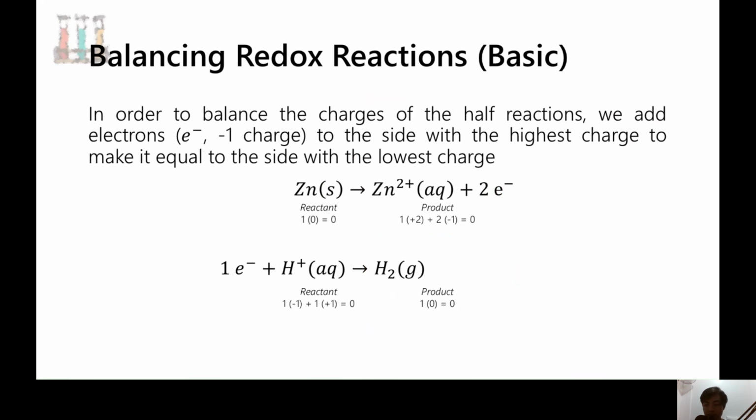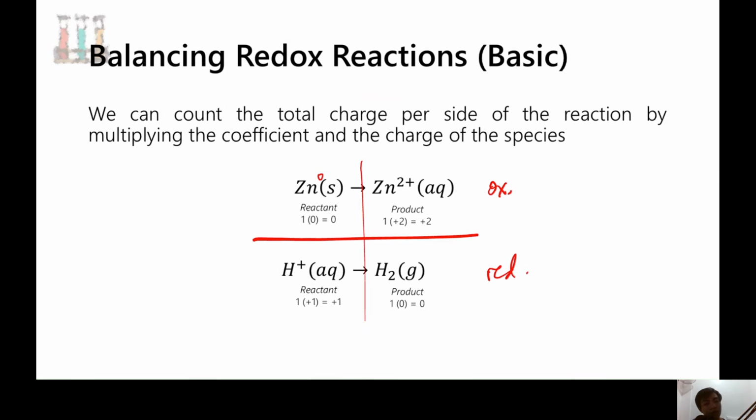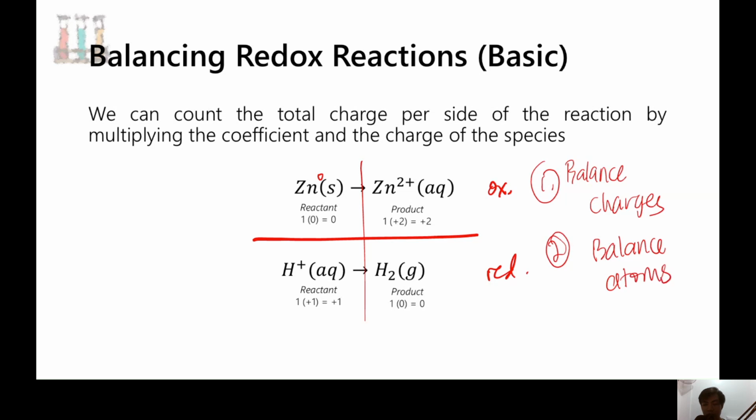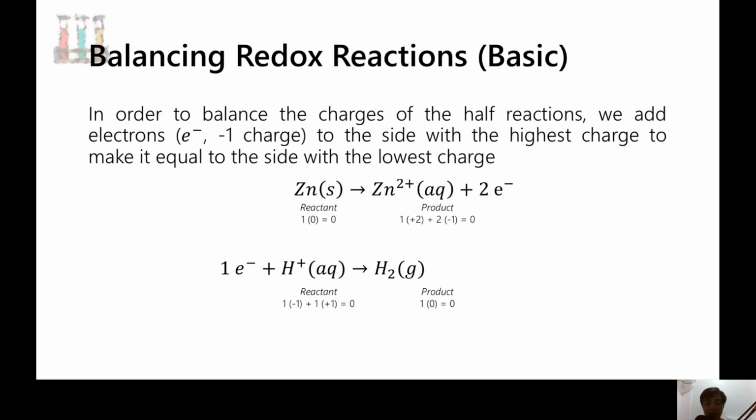Then what do we do? In balancing redox reactions, this is important. Before we go there, when we balance a redox reaction, we first balance the charges. This is the first priority. Balance the charges, balance the atoms. Well, you can do them together. There is no real distinction about which is the priority. But this is what we will do: we balance the charges as well as the atoms. Okay? So, keep that in mind.